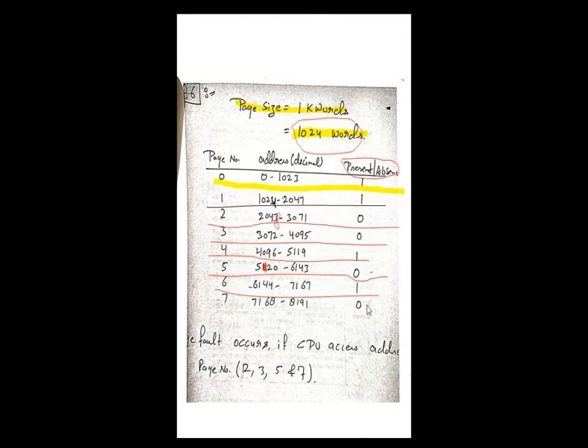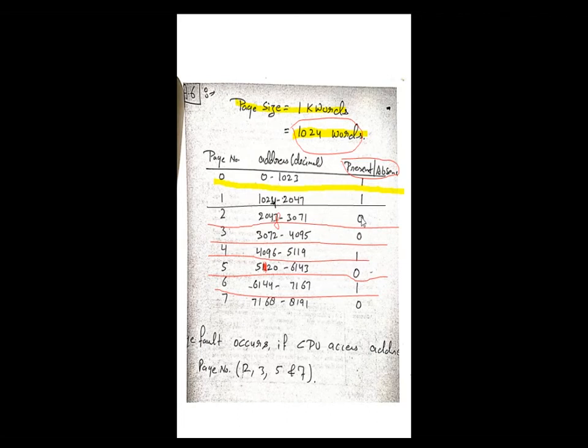Now what happens in paging: if CPU wants page 0, it will go to the page table and check the present bit. Tell me, what is the present bit? It is 1. Yes, it means the page is present in the main memory. Suppose CPU wants to access page number 1. It will go to the page table and see the present bit. It is 1. Yes, this is a page hit. Now, if CPU wants page 2, it will go to the page table and see the present or absent bit is 0. It means the page is not present in the main memory. So it will generate a page fault.